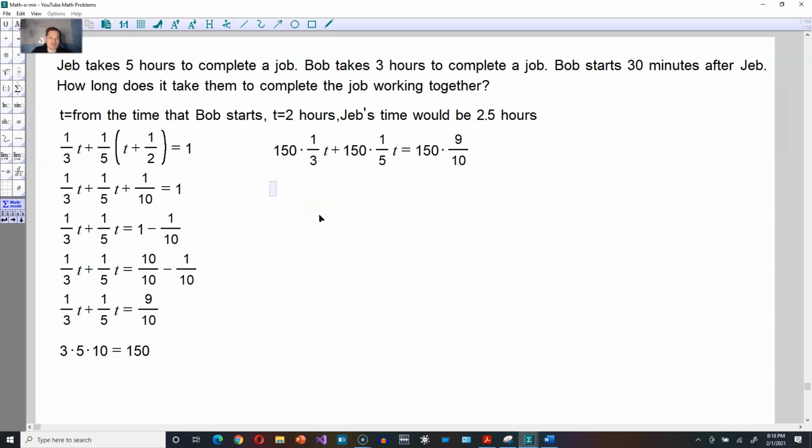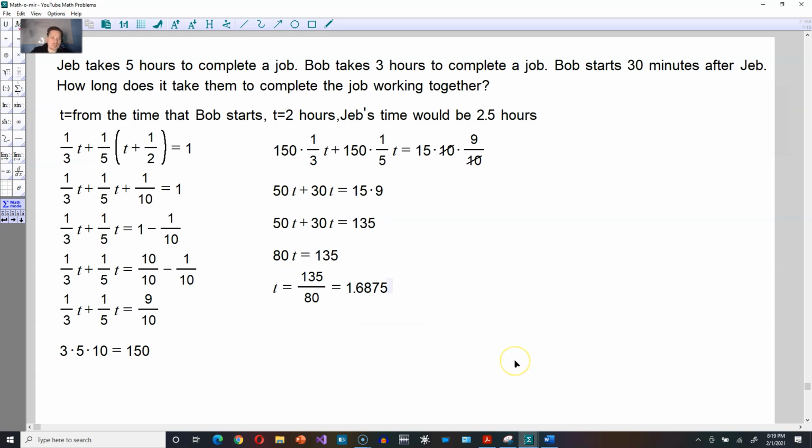Now you simplify this. 150 times 1/3 is just 50t. 150 times 1/5 is 30t. 150 times 9/10: you don't want to do 150 times 9 and then divide by 10, because that makes things very big. 150 is the same as 15 times 10. Why do you want to see it that way? Because then you see this can be cancelled with the 10 on the bottom easily, and you end up with just 15 times 9. So it's going to be 50t plus 30t is equal to 135. Add up the t's on the left side: 80t is equal to 135. Divide both sides by 80. So t is equal to 135 divided by 80. Approximately, it's about 1.7 hours, or to be more precise, 1.6875 hours.